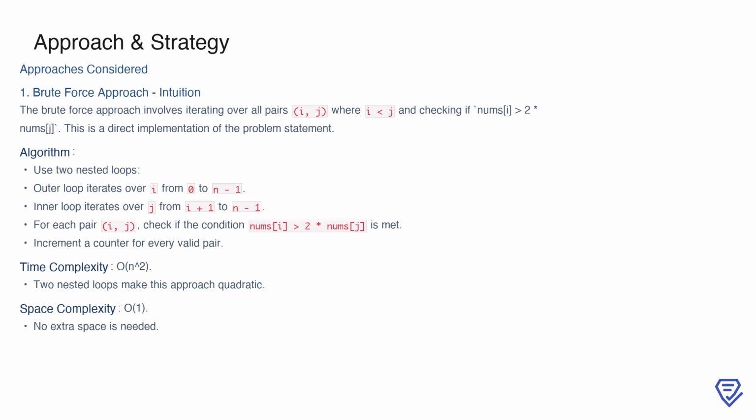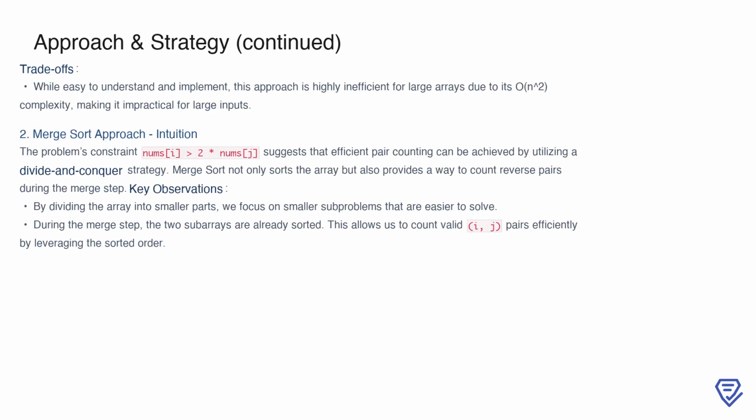While this approach is intuitive and uses no extra space, it is computationally expensive. With its O(n^2) time complexity due to the two nested loops, it becomes impractical for large arrays, even though it requires only O(1) space. The brute force method, while easy to implement, has significant performance limitations for larger inputs. Its O(n^2) complexity makes it inefficient and unsuitable for scenarios where the array size is large.